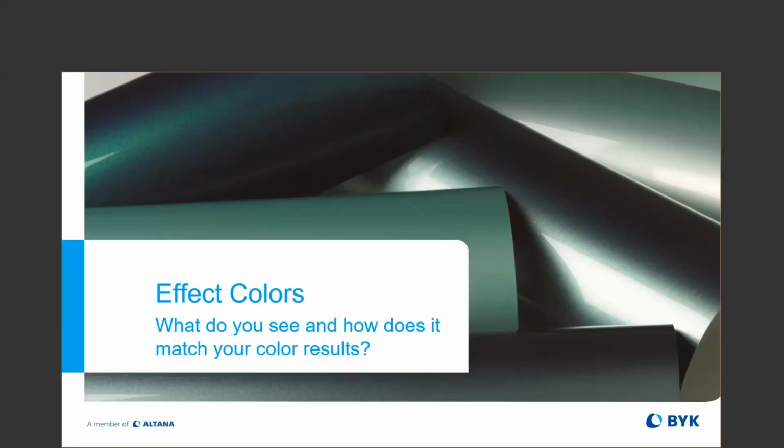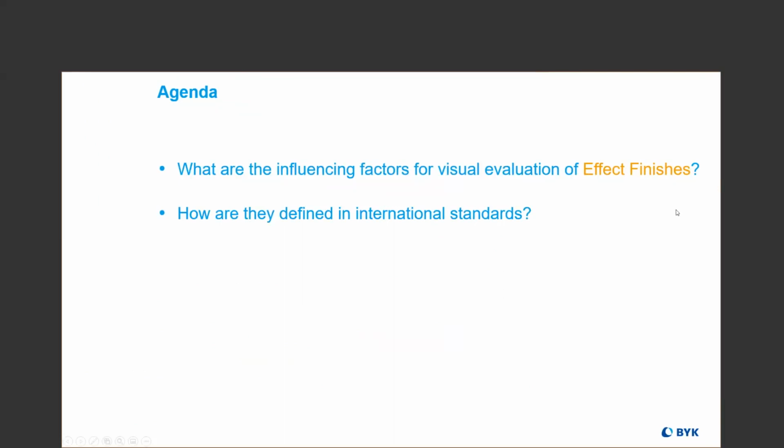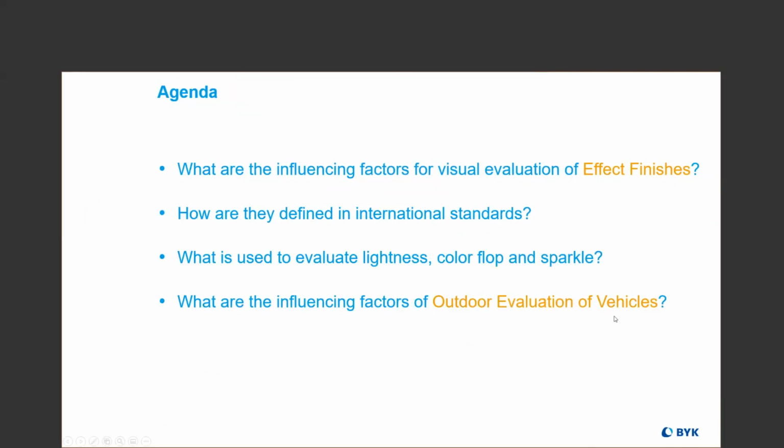So without further ado, effect colors: what do you see and how does it match your color results? Today's agenda includes: what are the influencing factors for visual evaluation of effect finishes? How are they defined in international standards? What is used to evaluate lightness, color flop, and sparkle? What are the influencing factors of outdoor evaluation of vehicles? And how can different lighting and viewing angles be simulated?